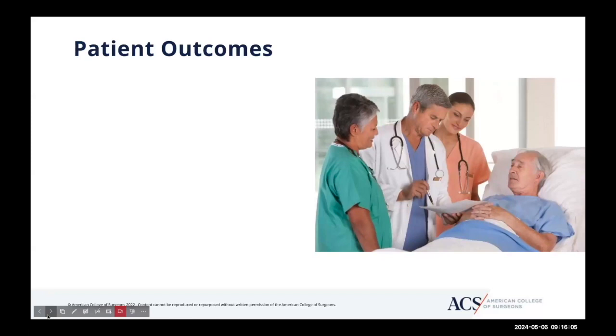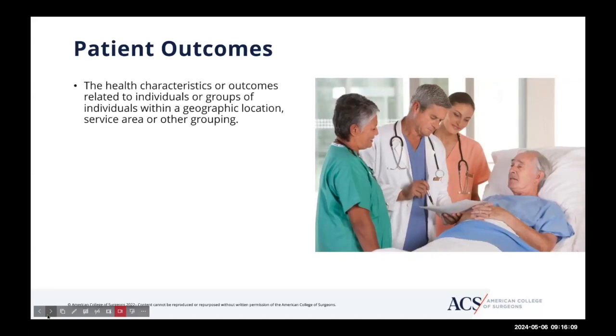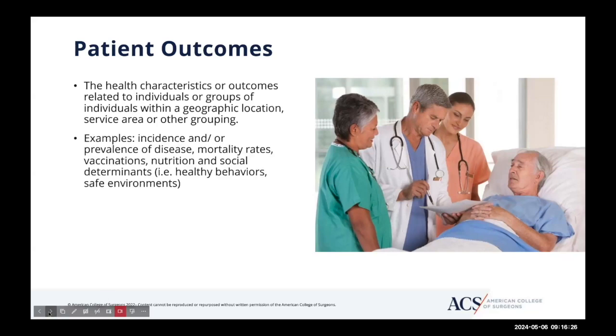And lastly, that's the last one, is patient outcomes. These are the health characteristics or outcomes related to individuals or groups of individuals within a geographic location. So this is just the targeted people that you are learning skills and performance trying to help. Examples could be incidence and or prevalence of disease, mortality rates, vaccinations, things like that.